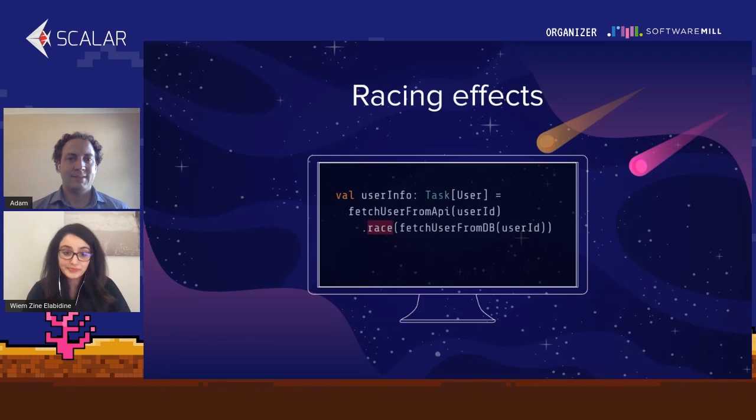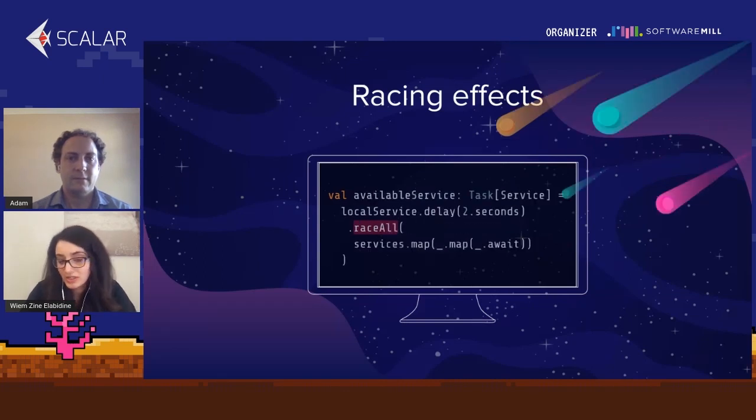For example, if you want to get the first successful and fastest computation, you can call race, and this will return the fastest computation. And in case there is one successful computation, the loser will be interrupted and its resources will be safely closed and released. And in case you have many tasks and you want to take the fastest one, you can call raceAll.